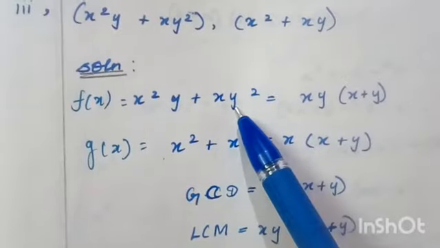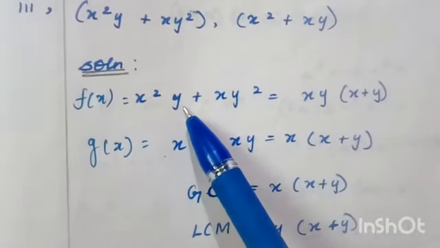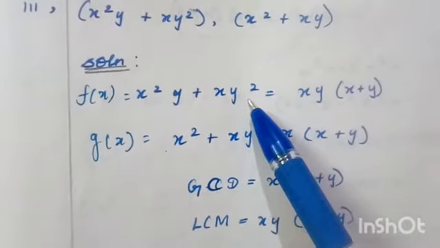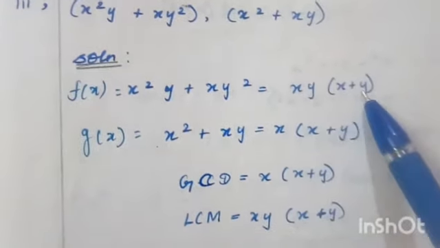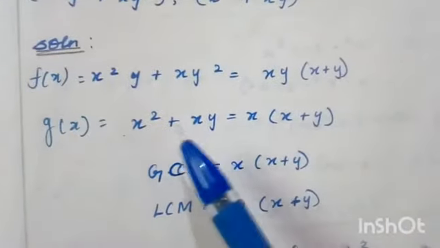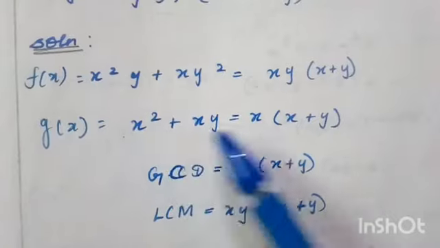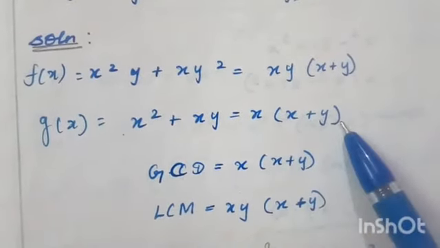In these two terms xy is common, so you have to take xy outside, which leaves x here. For xy taken outside, what remains is y. So it is xy into (x plus y). In this g of x, x is common, so here x is remaining, here y is remaining. So it is x plus y.